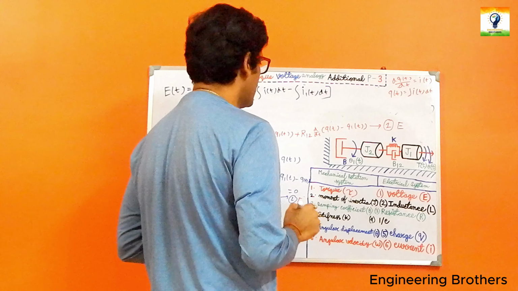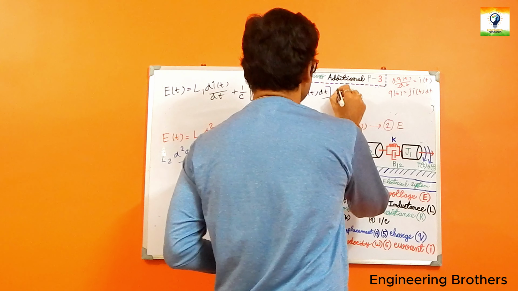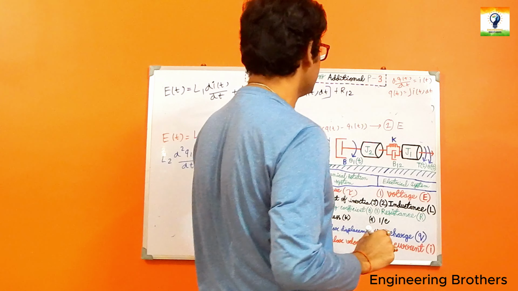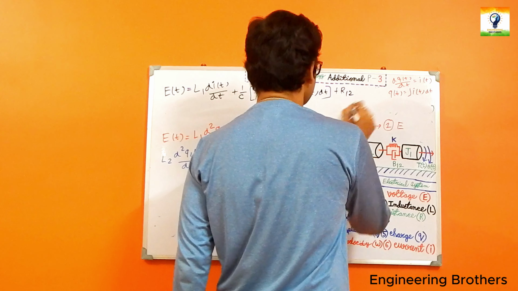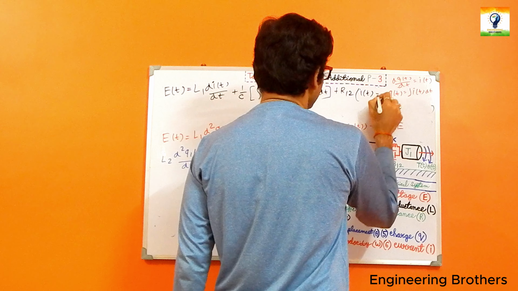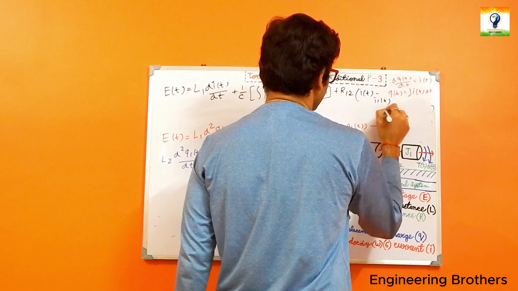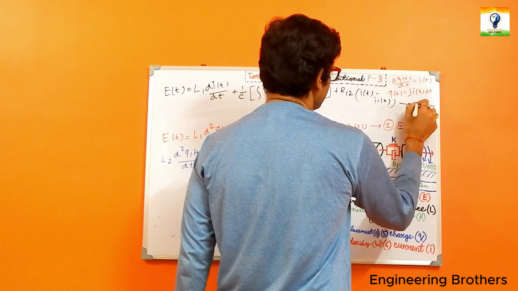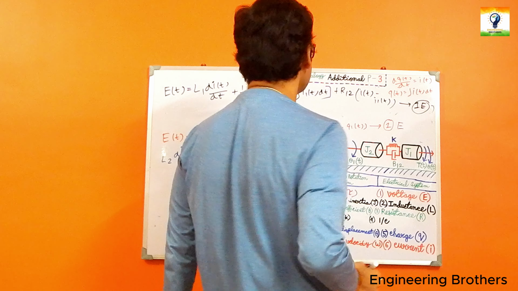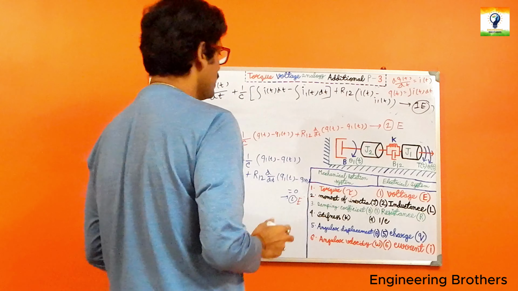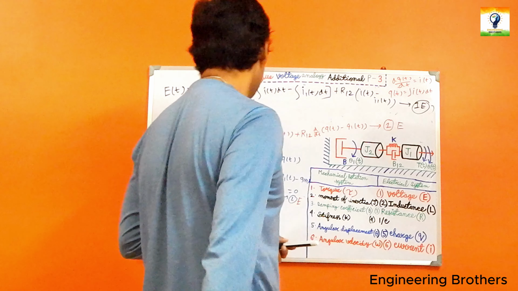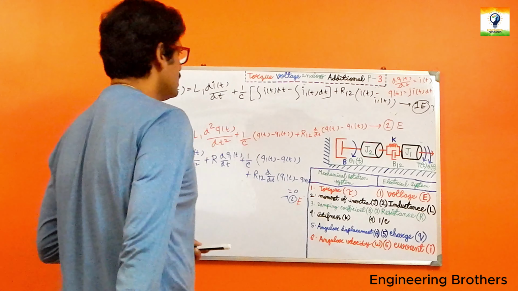For the next part we have plus R12, and d by dt of q(t) means our i(t). So I can write it as i(t) minus i1(t). After we have converted equation 1a, the equation will turn into this. I have just replaced these two relations in our given equation, and after that the equation looks like this.